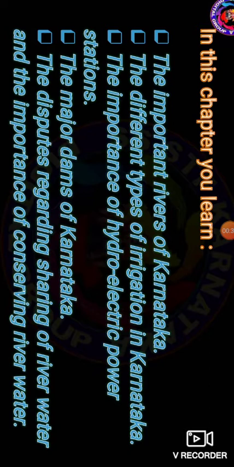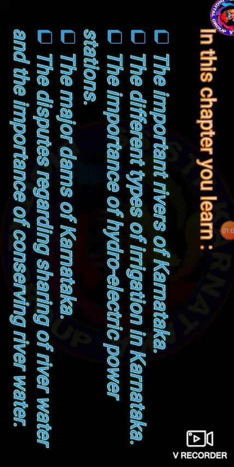Okay, look at that. The first one is the important rivers of Karnataka. Which are the important rivers flowing in Karnataka? And then the different types of irrigation in Karnataka. How did people adopt different types of irrigation? And the next one, the hydroelectric power stations. How are the Karnataka rivers used for hydroelectric power stations?